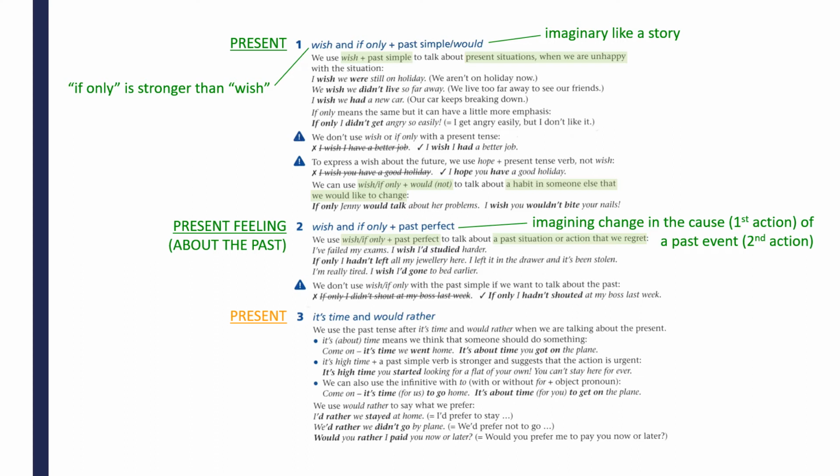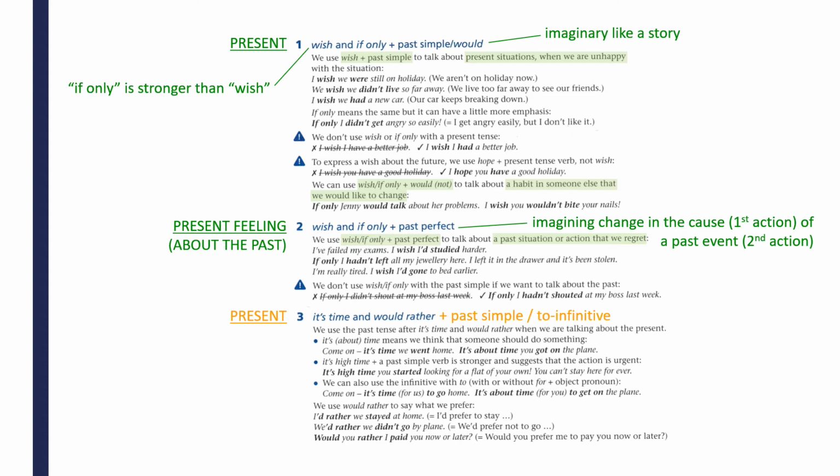Therefore, we are imagining the first action that caused the second action in the past to happen. If you look at the timeline that way, we're looking at the first earlier action in the past, and therefore we are using the past perfect tense.